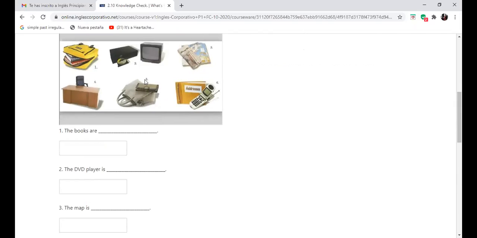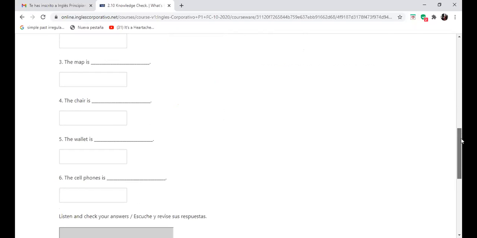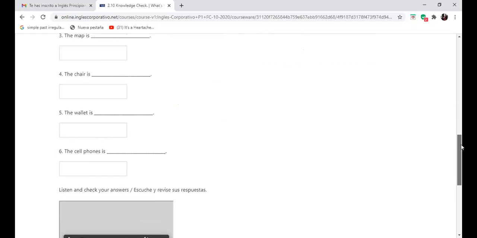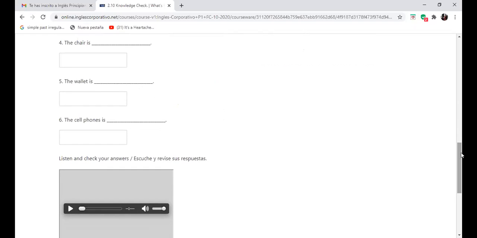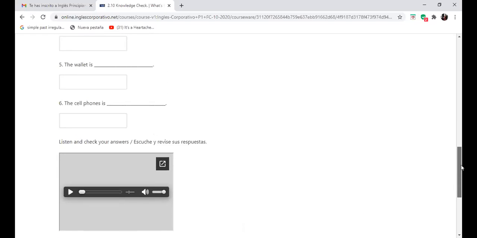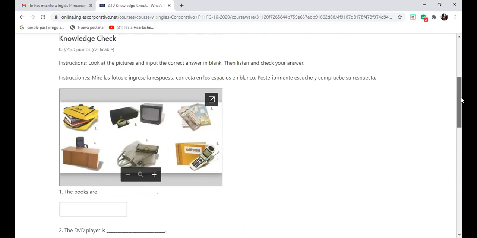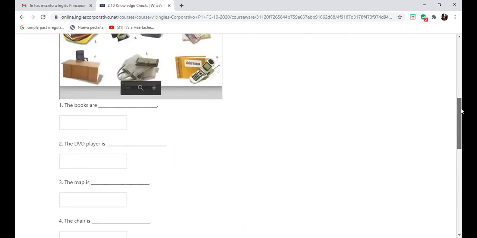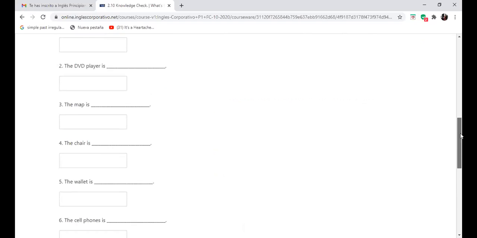La billetera es la más pequeña, ¿verdad? And the other one is like a bag, okay? La más grande se llama bag o cartera, ¿verdad? Y el wallet es la más pequeña, la billetera. The cell phone is. Okay, so you need to open this window, and when you open this window, you will be moved to this audio. So I highly recommend you to download the audio and listen again, and you practice the pronunciation of the prepositions and then complete this knowledge check.